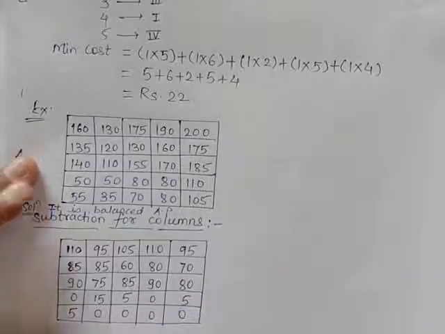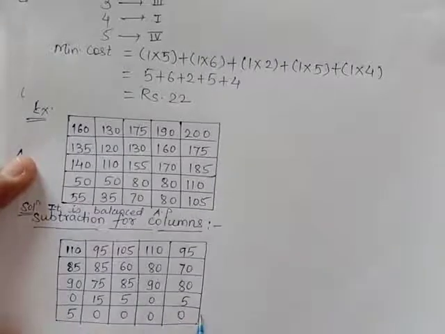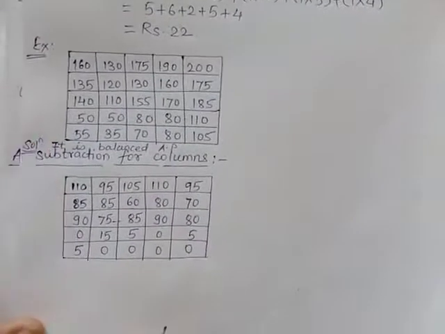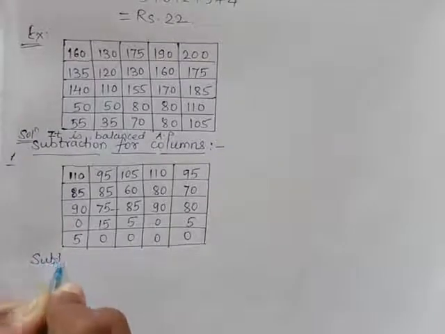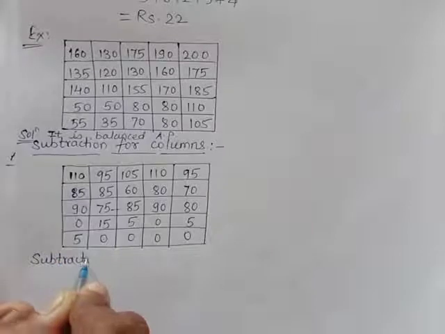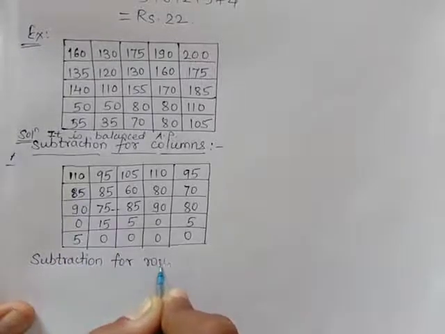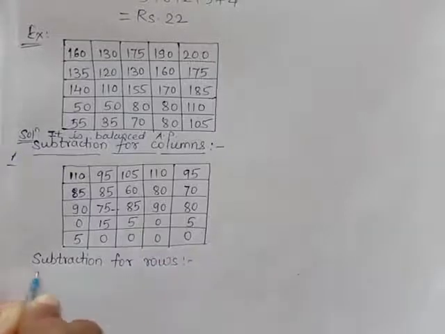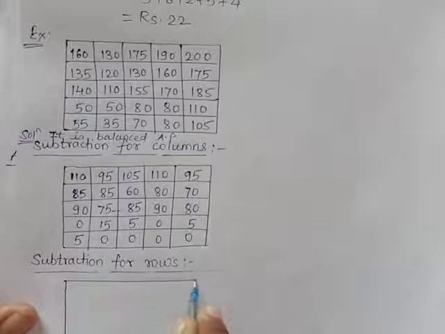But now this is not an initial basic feasible solution. Look here, this row has a 0, this row has a 0, but there is no 0 in the first 3 rows. So let's do subtraction for rows also. Subtraction for rows. So what do we get here?